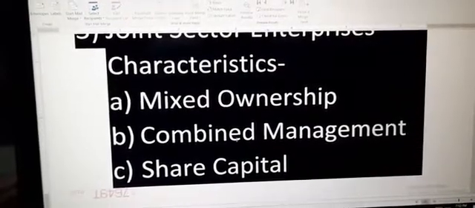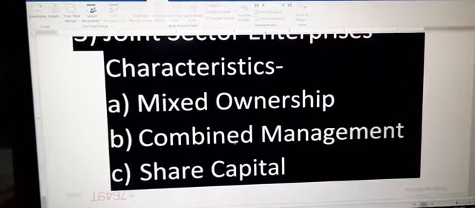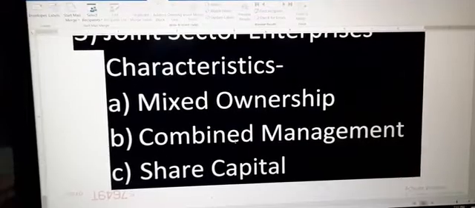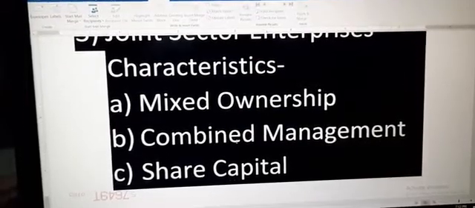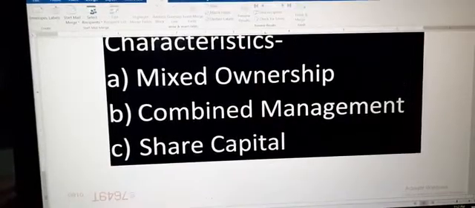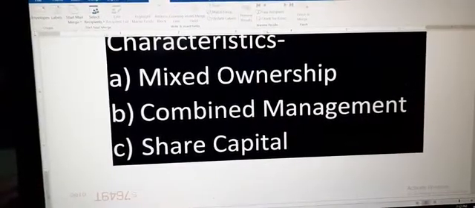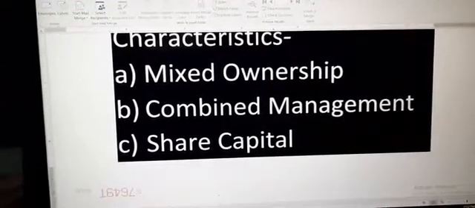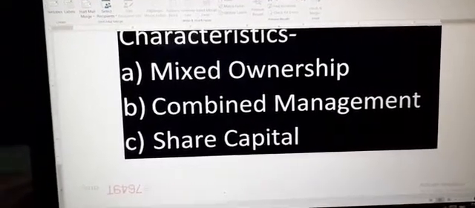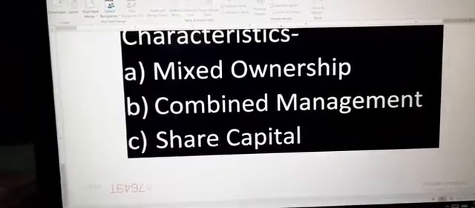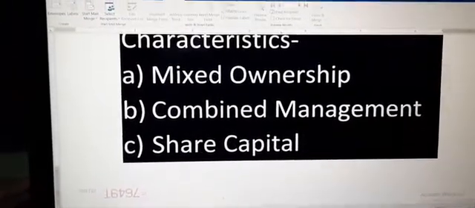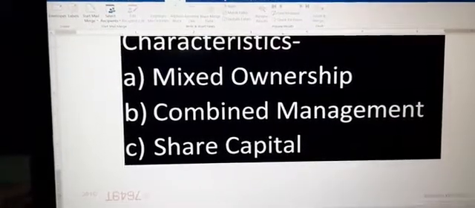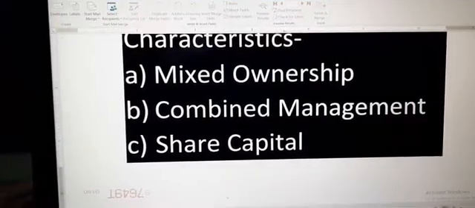Second, combined management. The management and control of a joint sector enterprise lies with the nominees or representatives of the government, private businessmen and the public. Third is share capital. The shares of the government, private businessmen and the public in the capital are 26%, 25% and 49% respectively. The aim is to pool the financial resources and technical know-how of the state and the private individuals. So, these are all the three types of enterprises: private, public and joint.